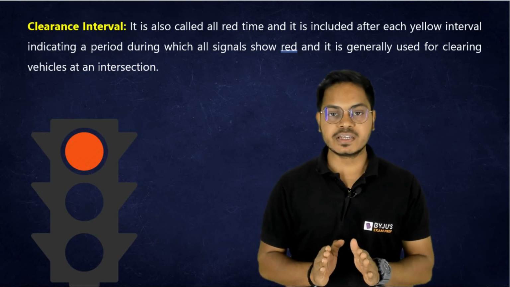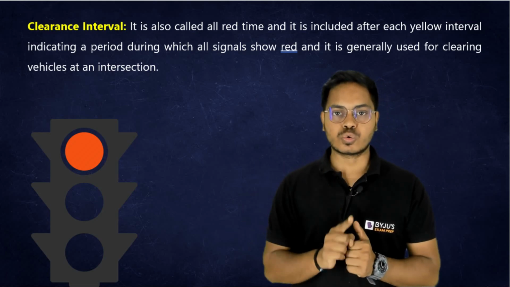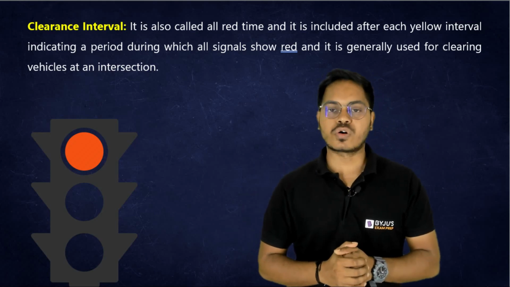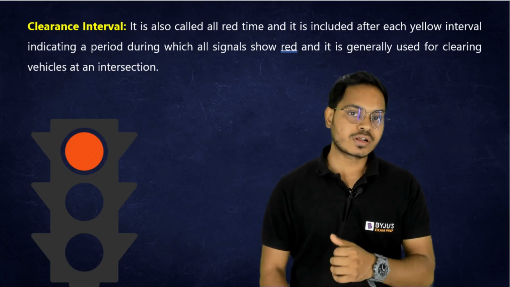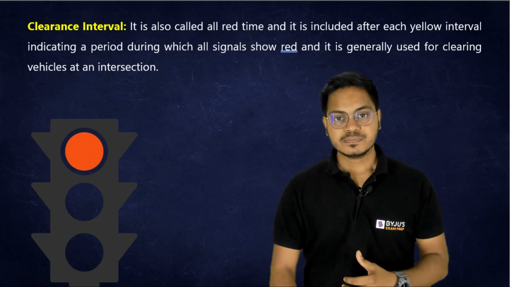So the time period for which there is red light for all the roads at any intersection is called all red time, or in other words you can call it the clearance interval.